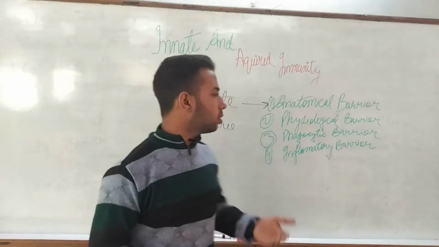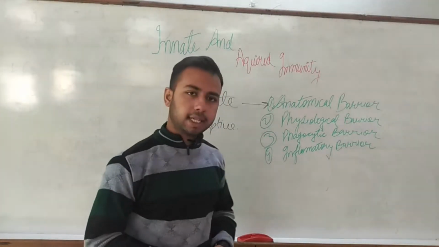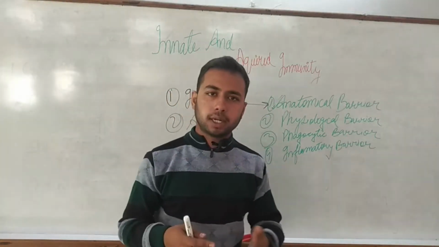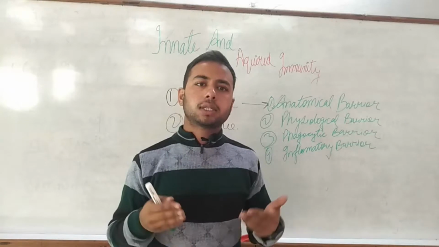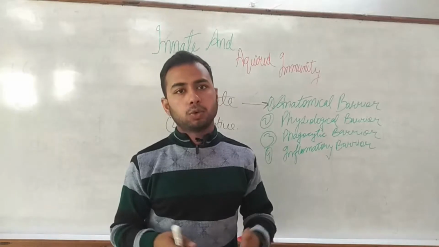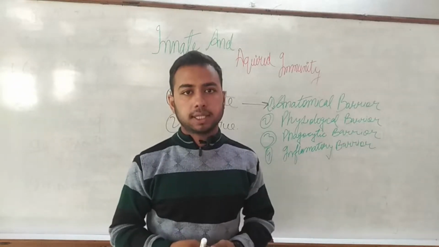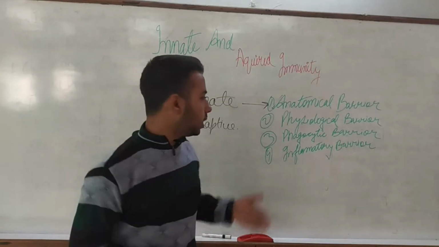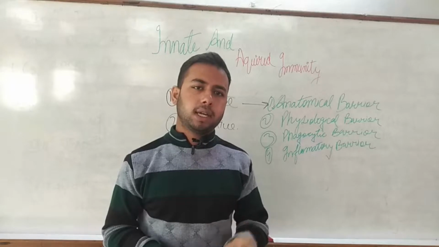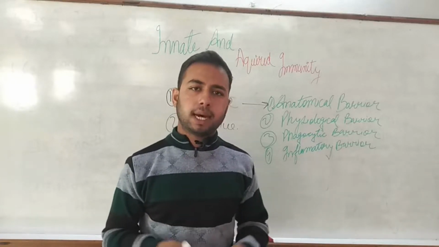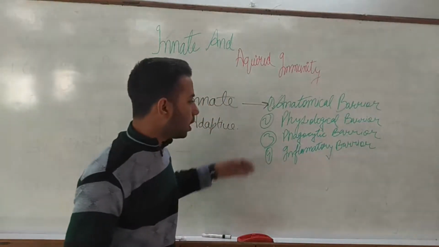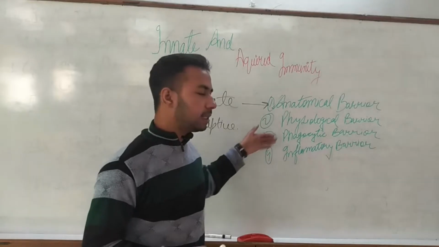In the third case, the phagocytic barrier, the killer cells come in. The phagocytic cells carry out phagocytosis, the cell eating process. In this barrier there are many cells, such as B cells, T cells, lymphocytes, basophils, mast cells and many more. This is the third one, and the fourth one is the inflammatory barrier.